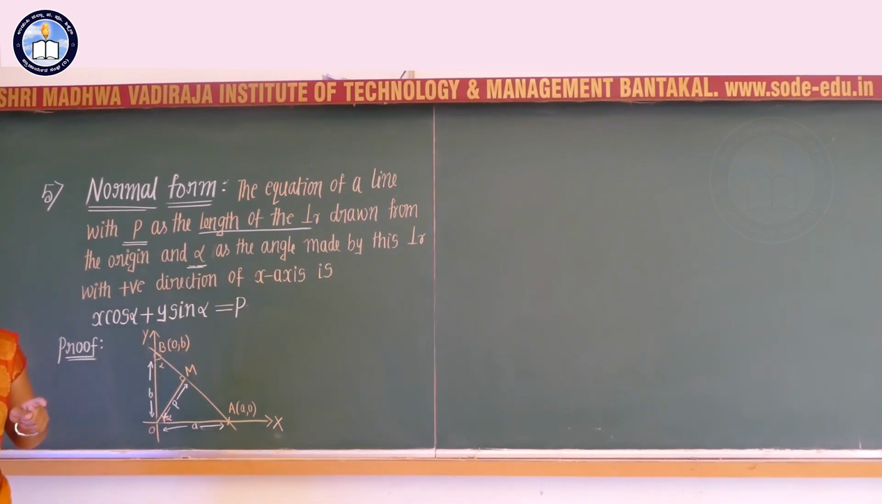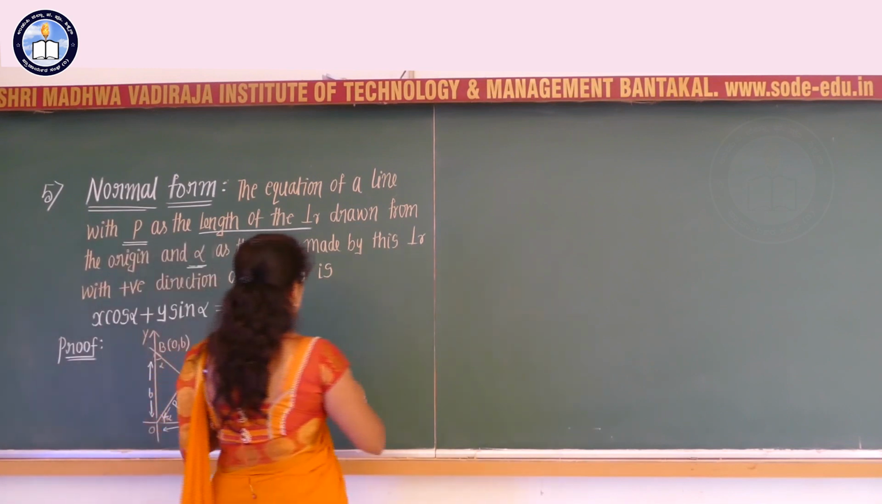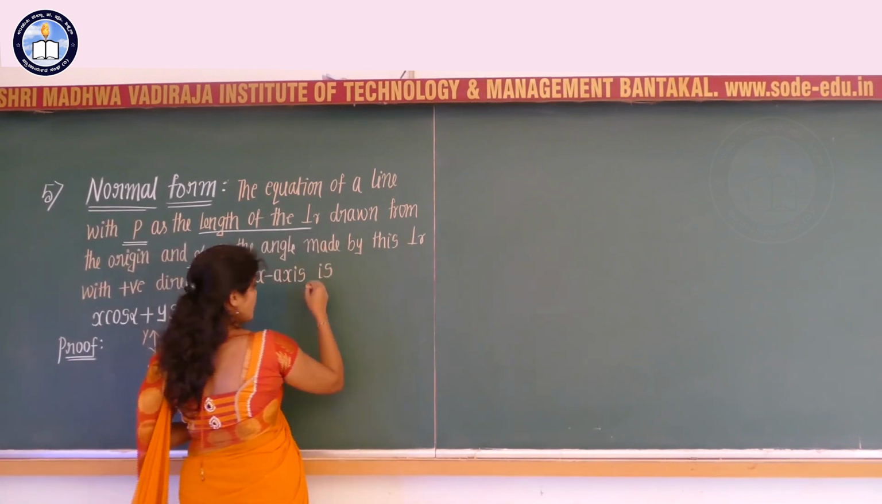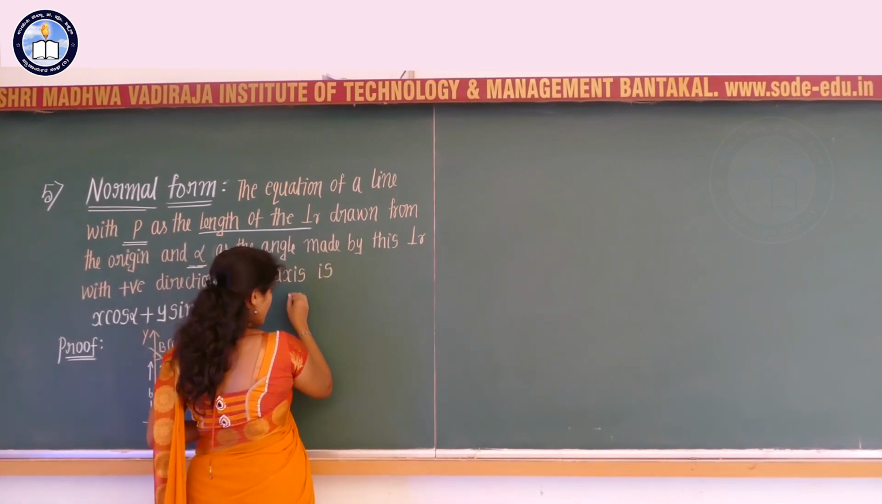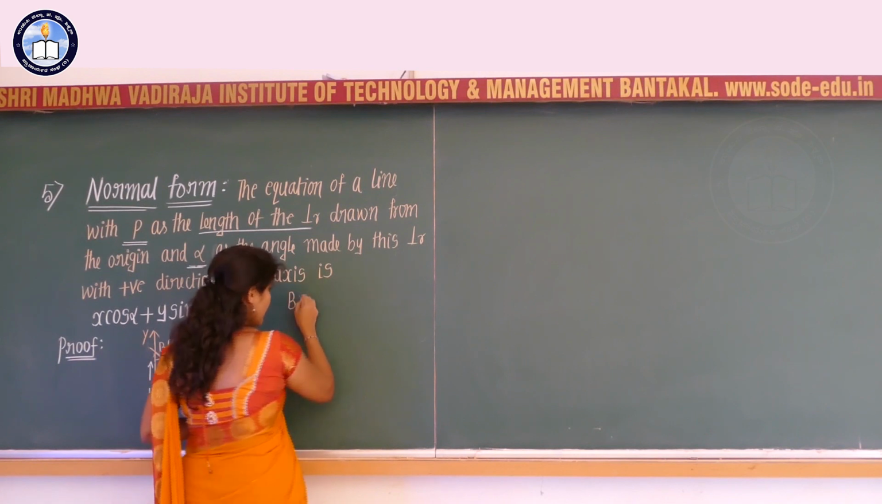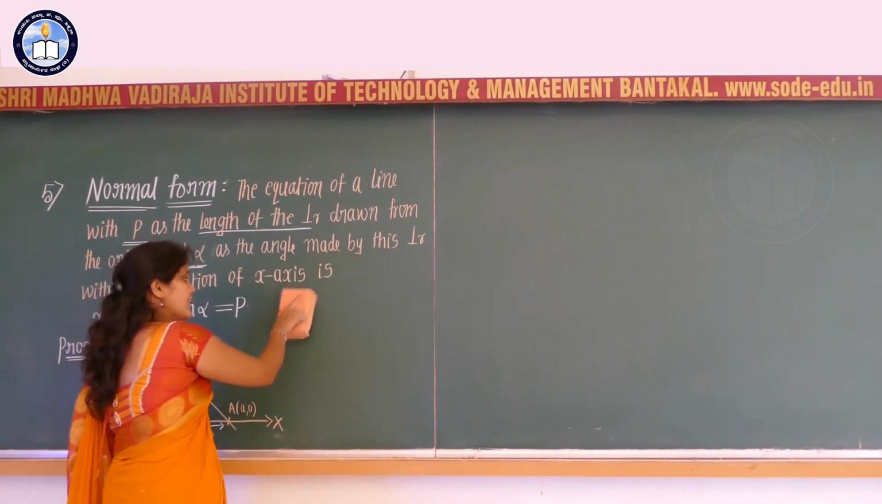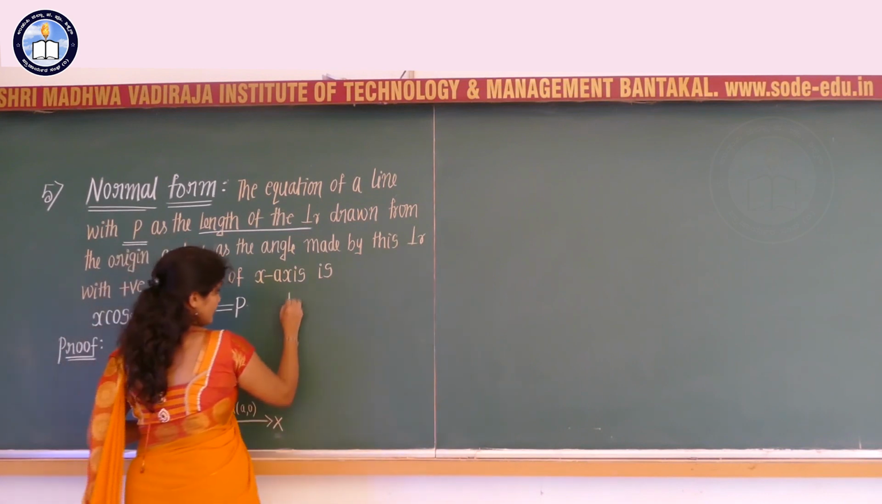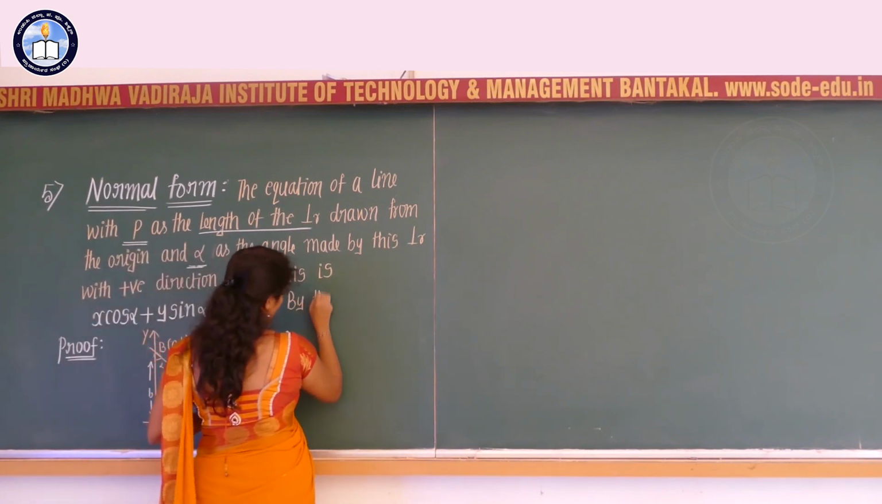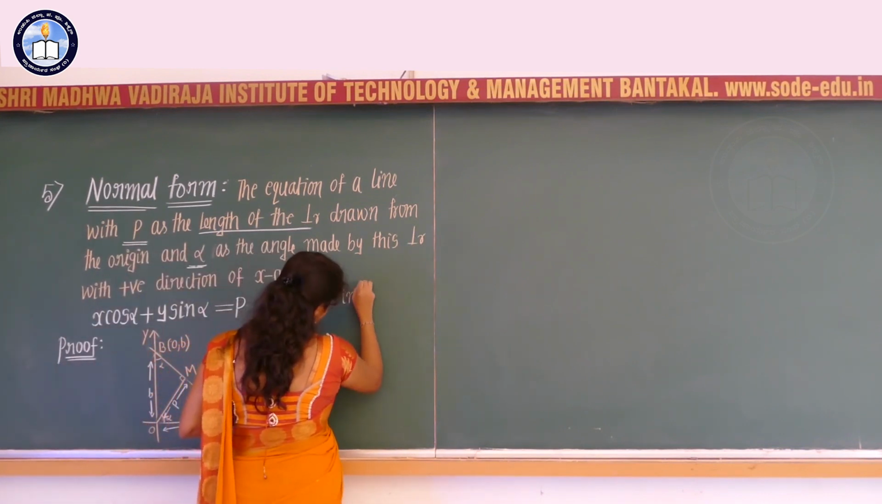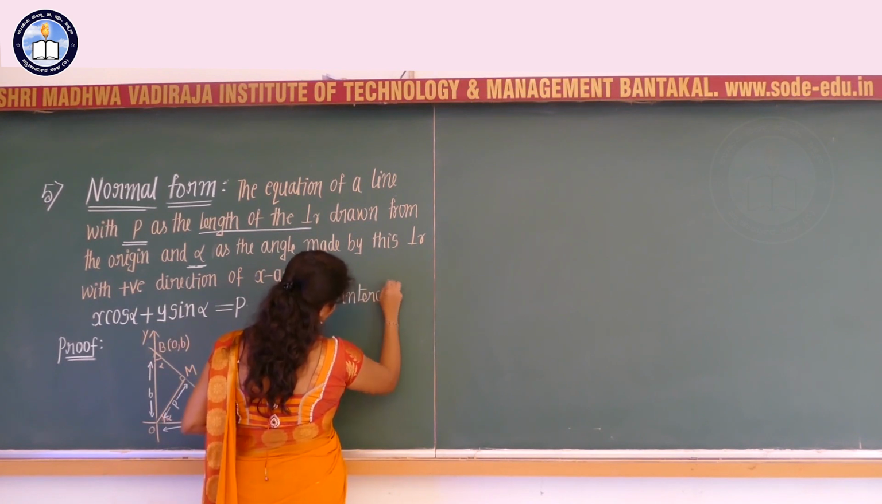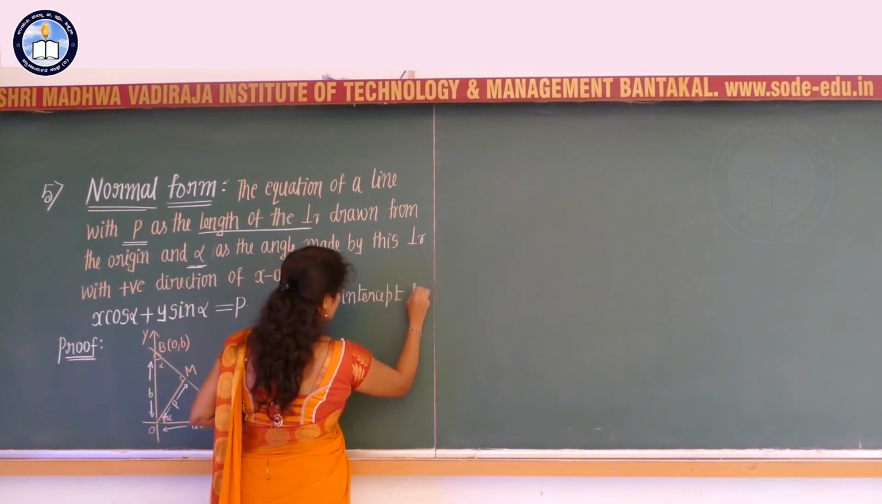So let me consider now, in order to write the solution for this, that is to derive the normal form of equation of a line, we are going to consider the previous formula, that is the intercept formula. By the intercept form we can write. So we are using the intercept form in order to derive the normal form of equation of a line.